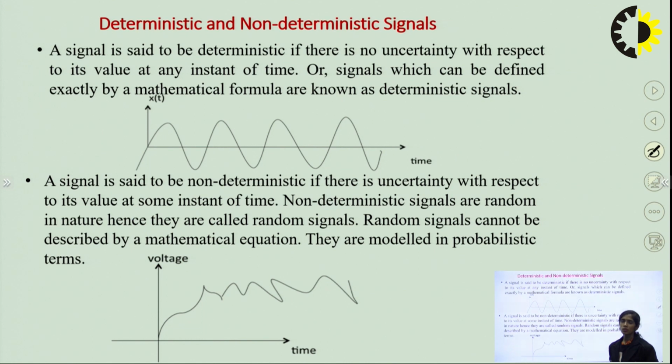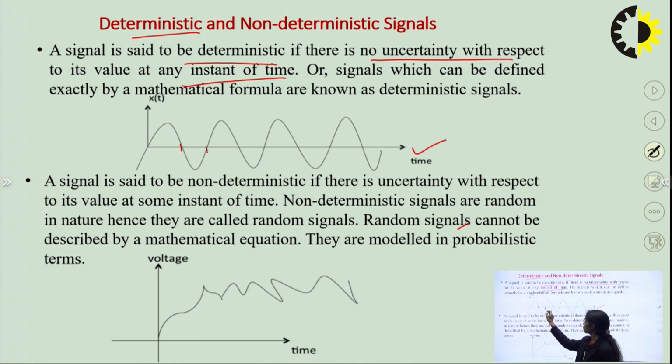Now the next classification is deterministic and non-deterministic signal. If we talk about the deterministic signal first, as the name says, it is one which can be determined easily at any instant of time. So the signal is said to be deterministic if there is no uncertainty with respect to any instant of time. So this signal is deterministic because it can be determined at any instant of time and its amplitude can be determined easily.